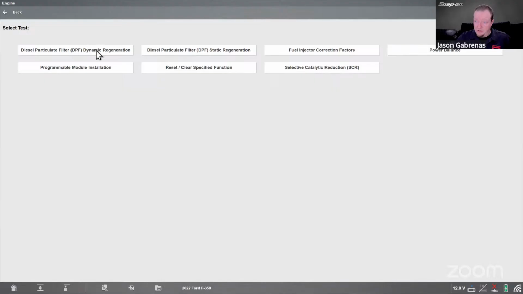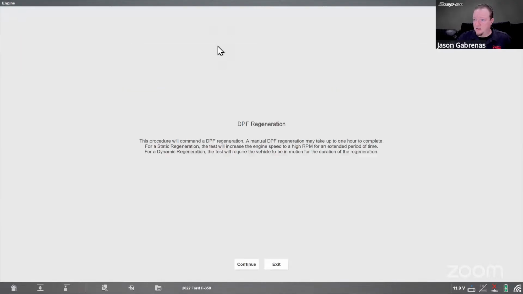So dynamic, you'd be driving down the road. Static, you'd be sitting in the parking lot, more than likely. This procedure will command a DPF regen. A manual DPF regen may take up to 1 hour to complete. For a static regen, this test will increase the engine speed to a higher RPM for an extended period of time. For a dynamic regen, the test will require the vehicle to be in motion for the duration of the regen.